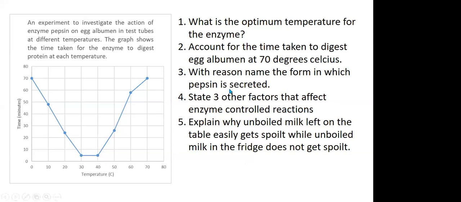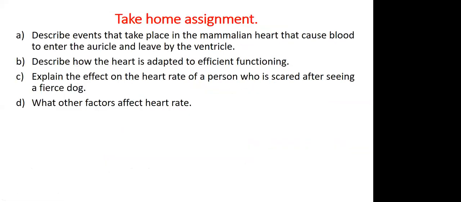Okay, let's go to the question that was supposed to be your take home. Maybe we can discuss it. Describe the events that take place in the mammalian heart that cause blood to enter the auricle and leave by the ventricle. What is this topic? What does this require from us?